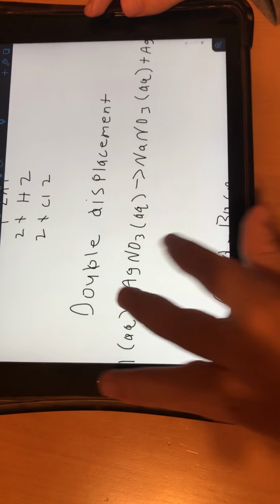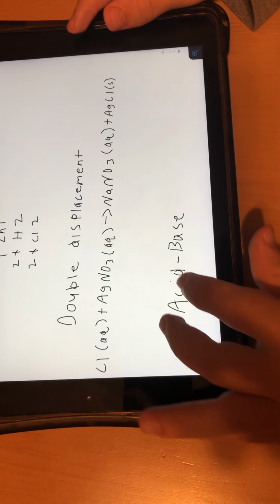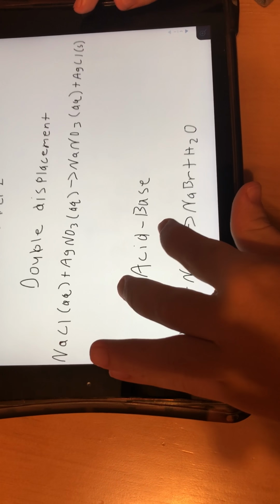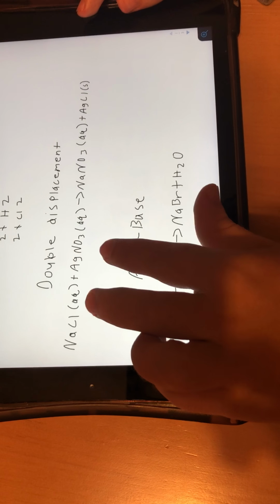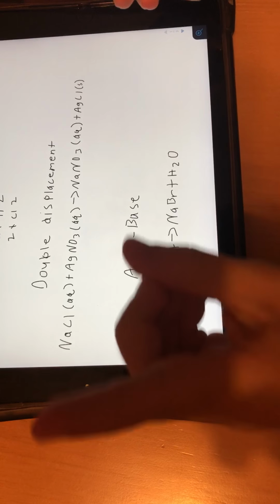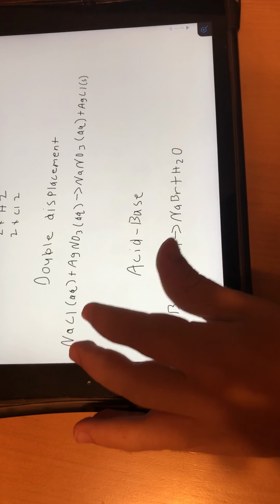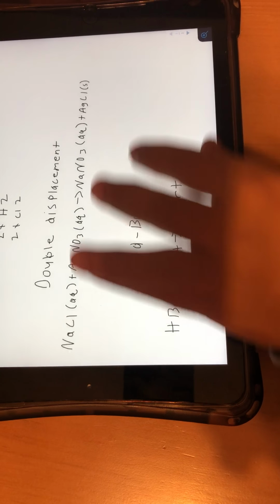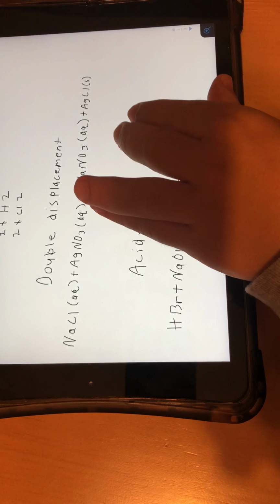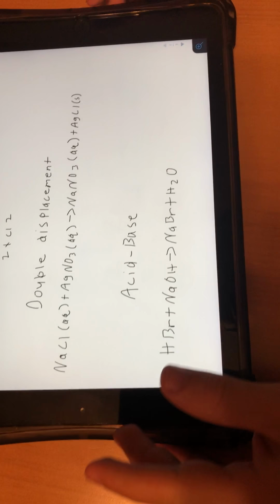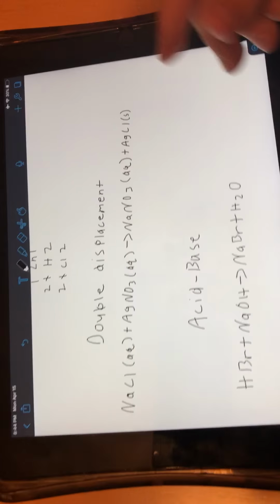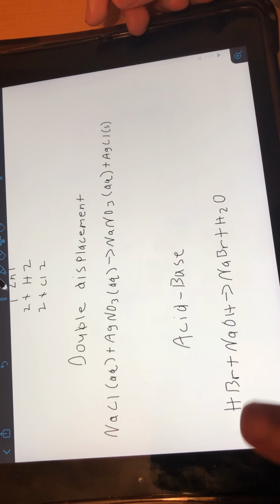Cool. So now the next one is a double replacement reaction, where 2 elements from both compounds switch and replace each other. See right here we have NaCl plus AgNO3, and the product of that is NaNO3 and AgCl. And see how the Ag and the Na switched and combined with the other.